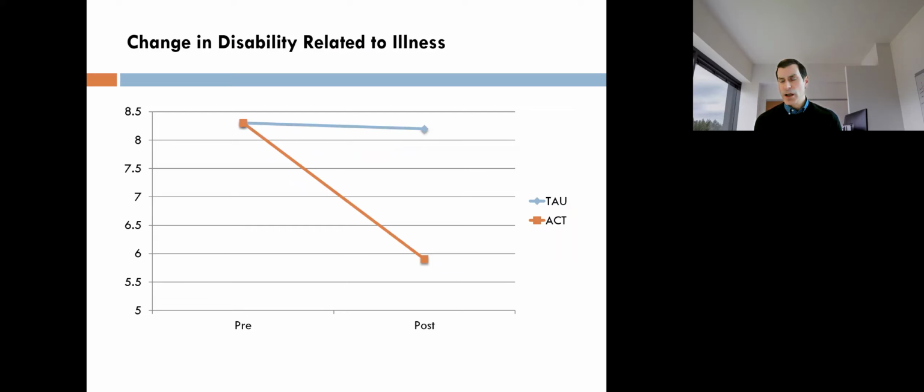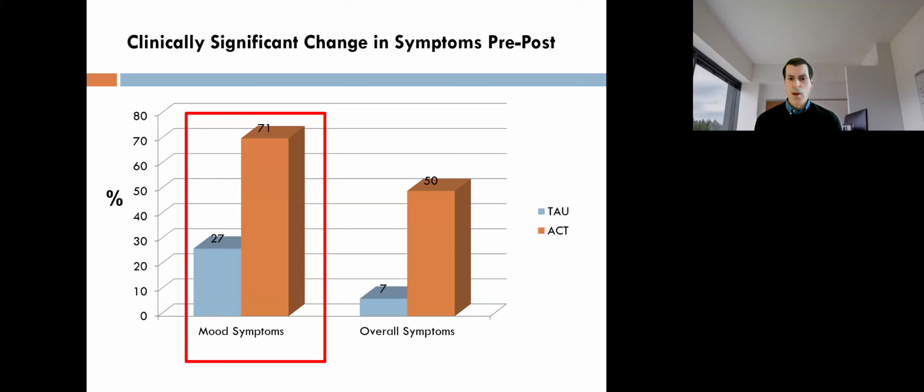Also, there was less interference or impairment that they rated based on whatever psychotic symptoms they might have been experiencing. So again, compared to the treatment as usual group, there was an improvement and a decrease in disability associated with their illness. We also found that when we looked at large or clinically significant changes in their symptoms, it was particularly not their psychotic symptoms that changed differentially.